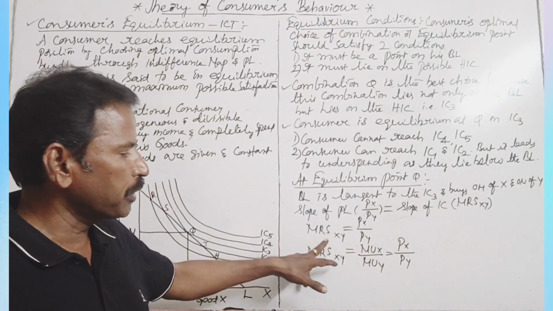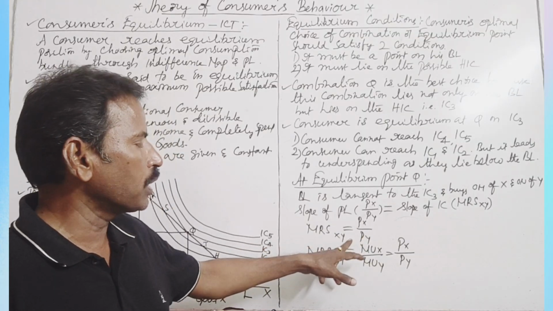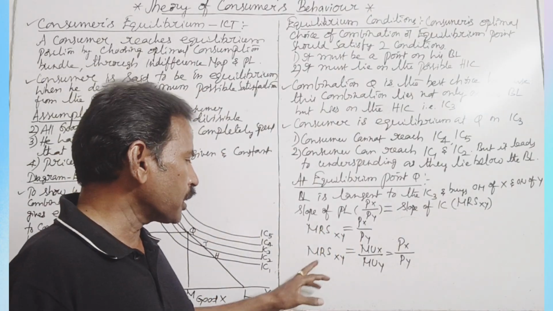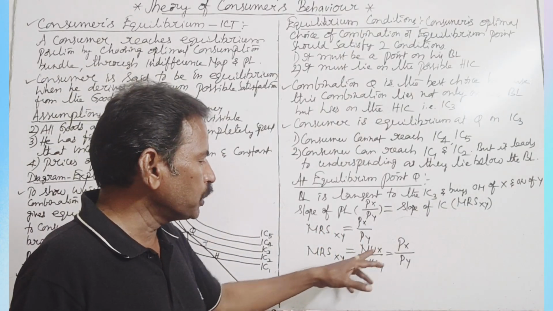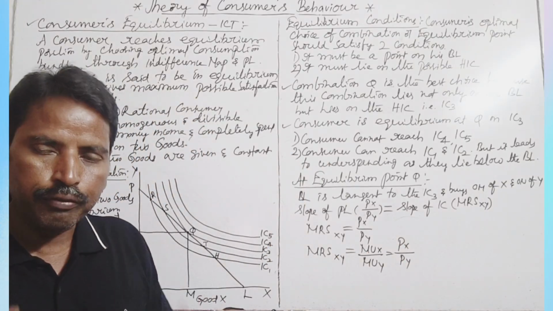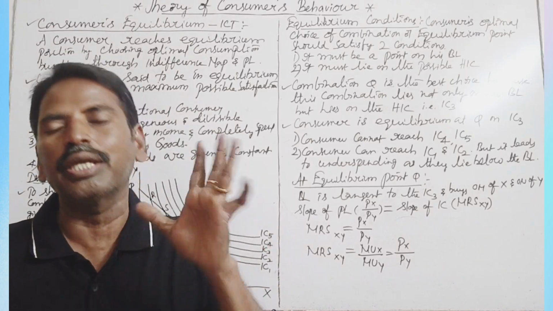MRS XY is the slope of indifference curve. Px by Py is the slope of price line. Both are equal at Q. Thus, MRS XY is equal to MUX by MUY is equal to Px by Py. Therefore, consumer is in equilibrium at Q on IC3.